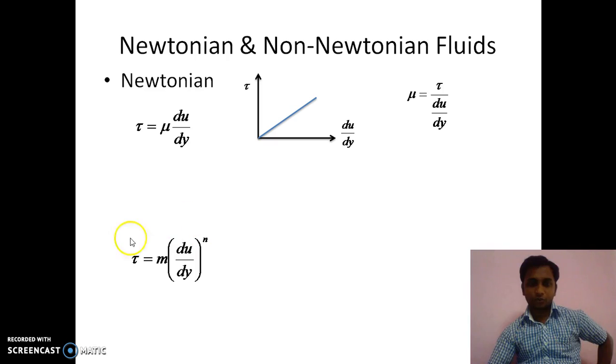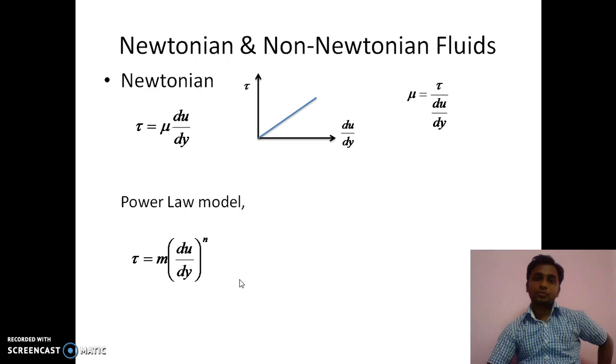So this is one equation, shown here: tau equals m into (du by dy) raised to n. This is known as the power law model. Here the small m stands for flow consistency index, and the small n stands for flow behavior index. It is clear that shear stress and rate of shear strain are not in a linear relation; they have a non-linear dependence. Now we can say the fluids which do not obey Newton's law of viscosity and which have a non-linear dependence between shear stress and rate of shear strain are known as non-Newtonian fluids.